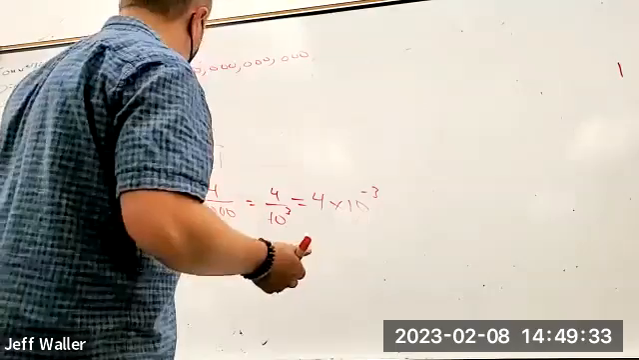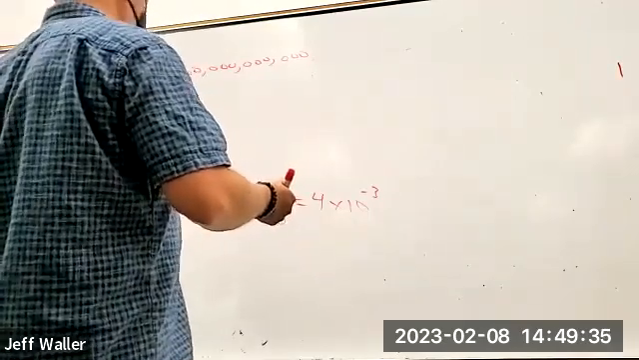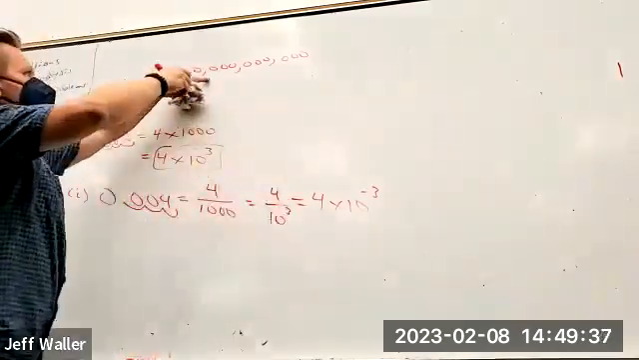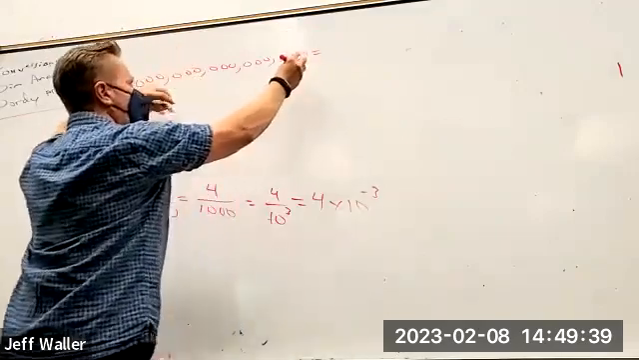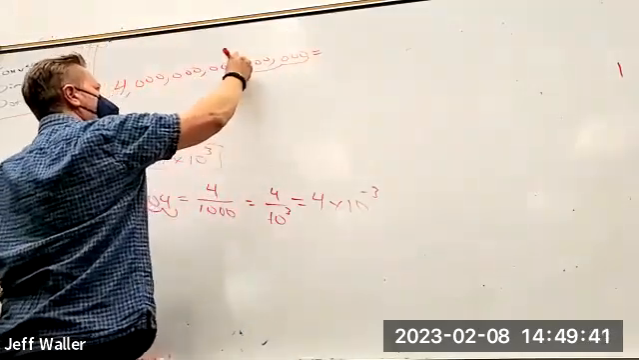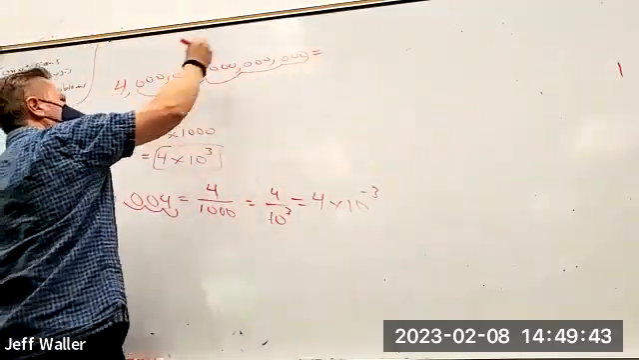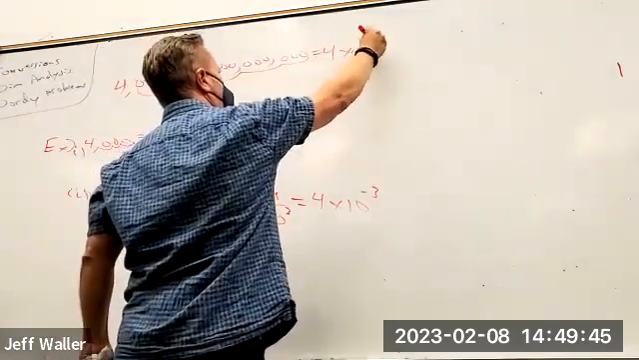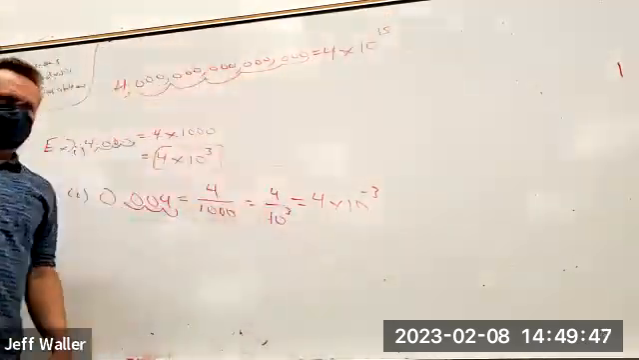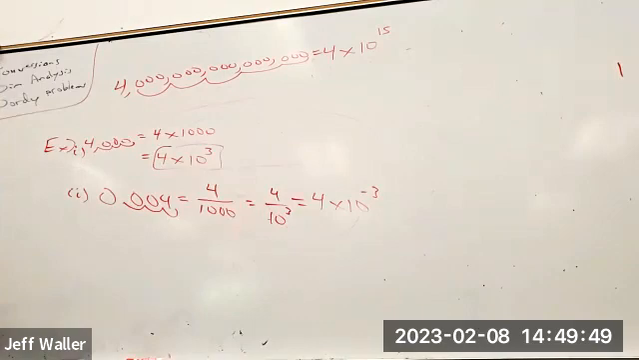Is it 15? Say again. 15? Because there's 15 zeros. Okay, I'm with you. So this will be 3, 6, 9, 12, 15. 4 times 10 to the 15. I love it.